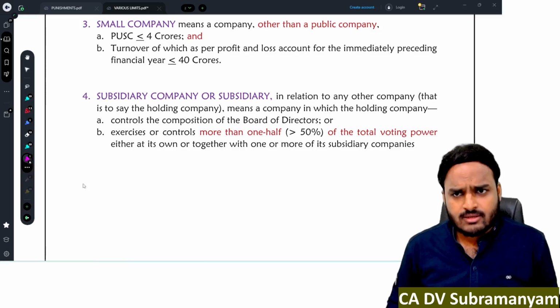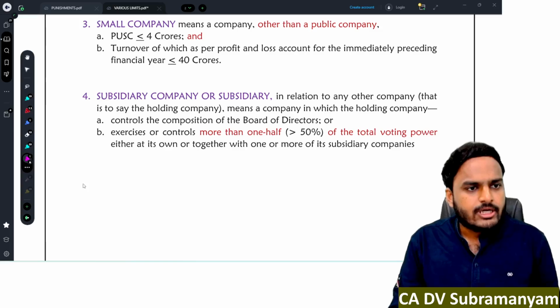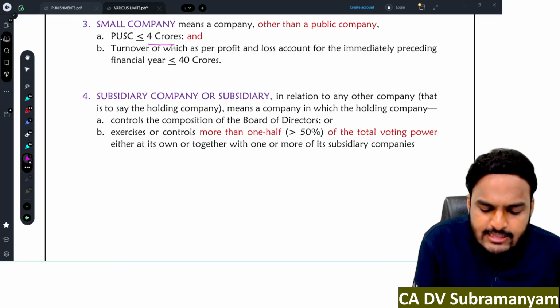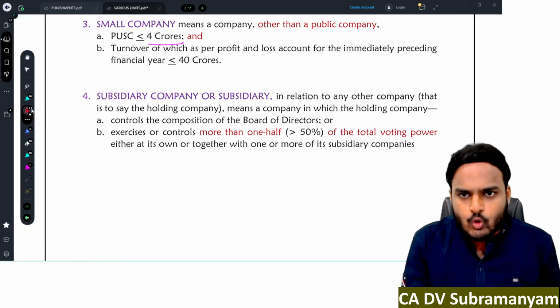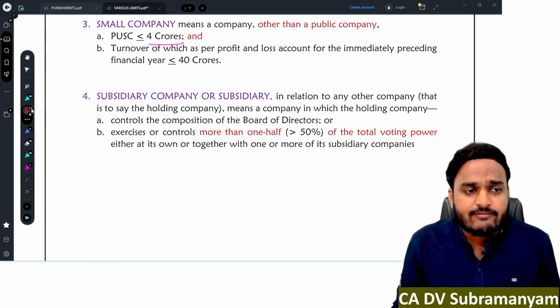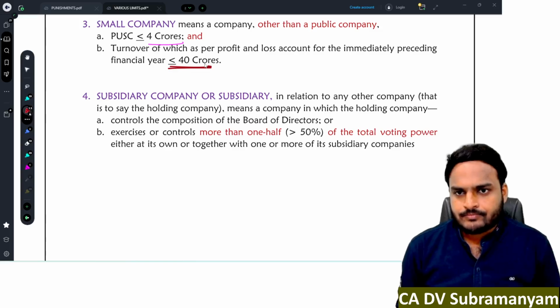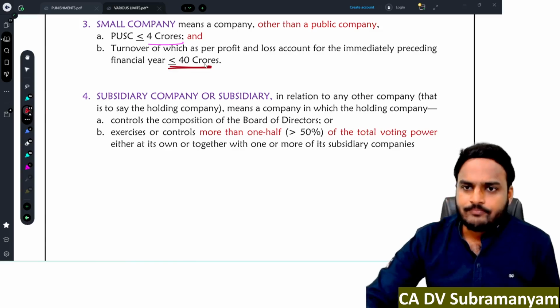Next one, small company. Important definition. Small company means a company other than a public company, that means it should be a private company, and its paid up share capital shall not exceed 4 crores. So paid up share capital is less than or equal to 4 crores. And turnover as per profit and loss account for the immediately preceding financial year is less than or equal to 40 crores. So both the limits 4 crores and 40 crores are covered in the definition of small company.